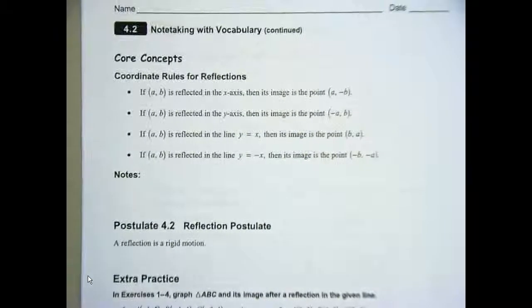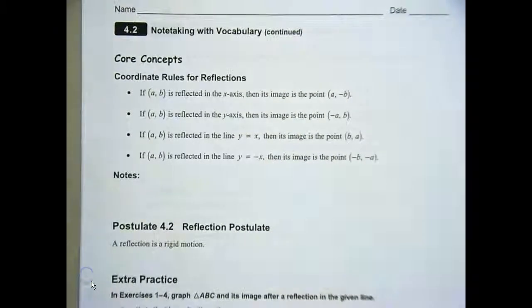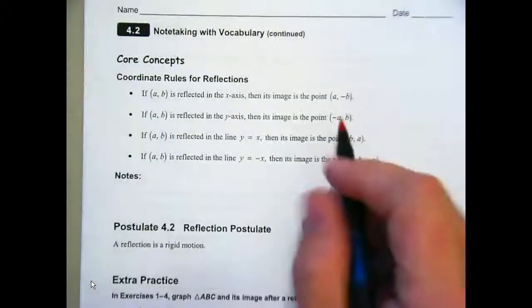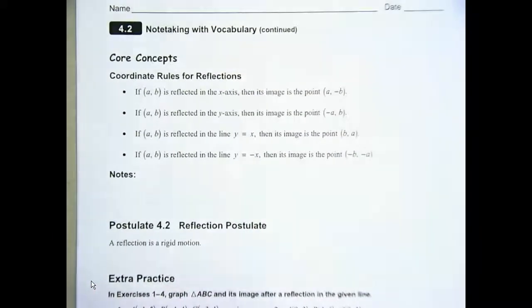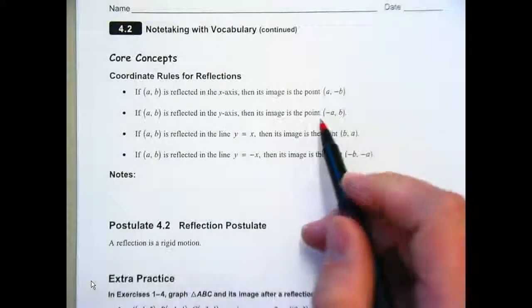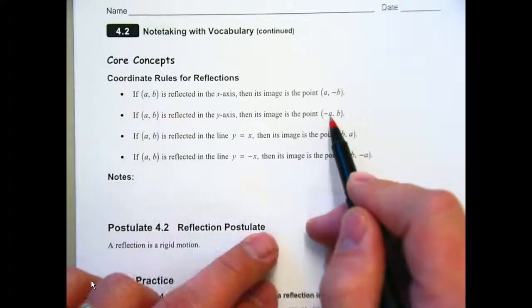Take a look at the top of page 100 and read it to yourselves. Coordinate rules for reflections: if you have coordinate A, B and it's reflected across the x-axis, the new coordinates will be A, negative B. If it's reflected across the y-axis, the new coordinates will be negative A, B.